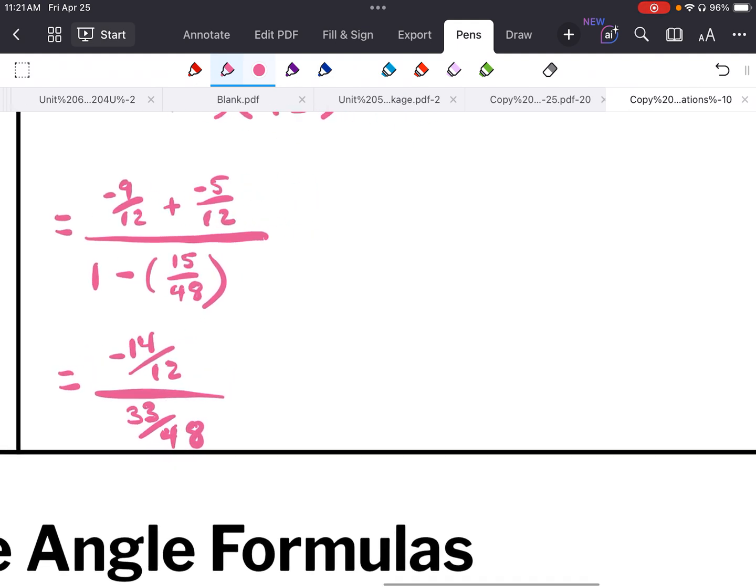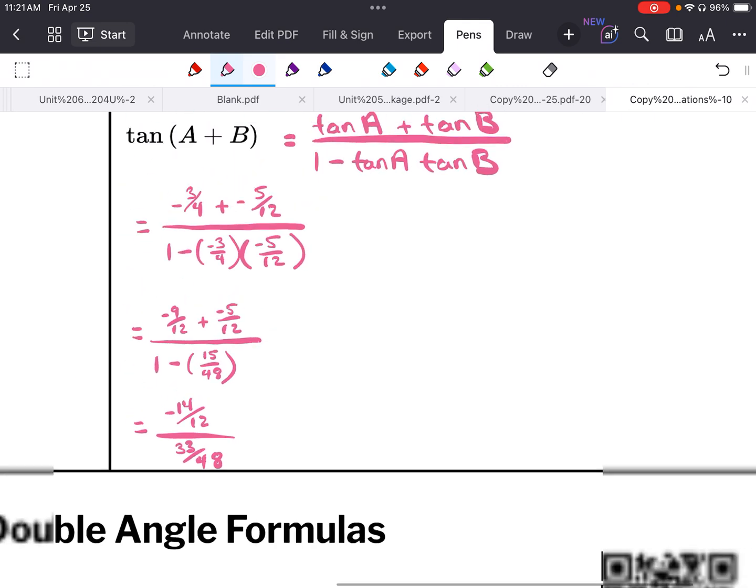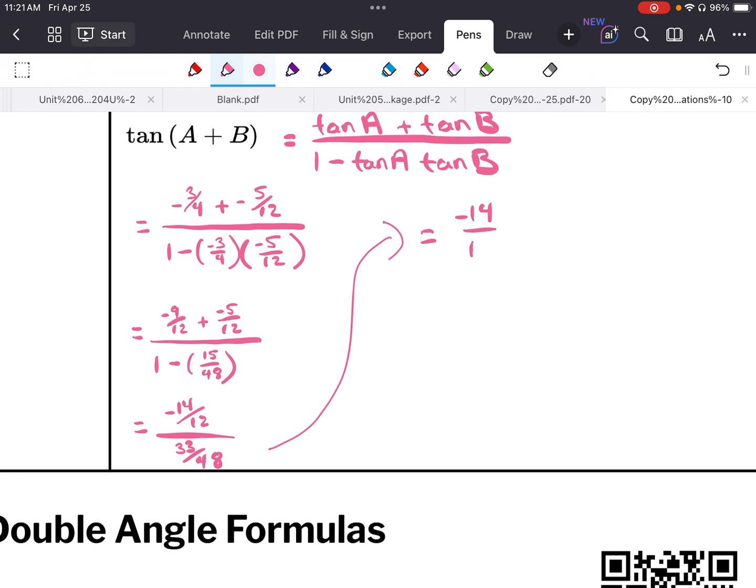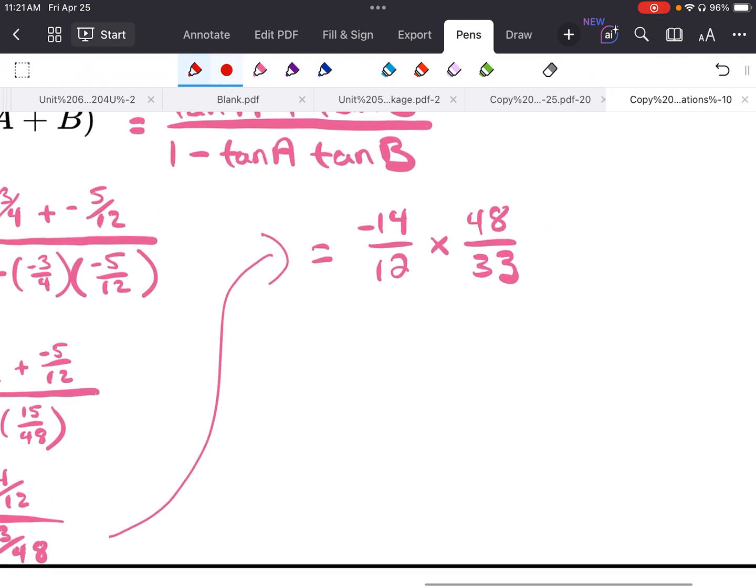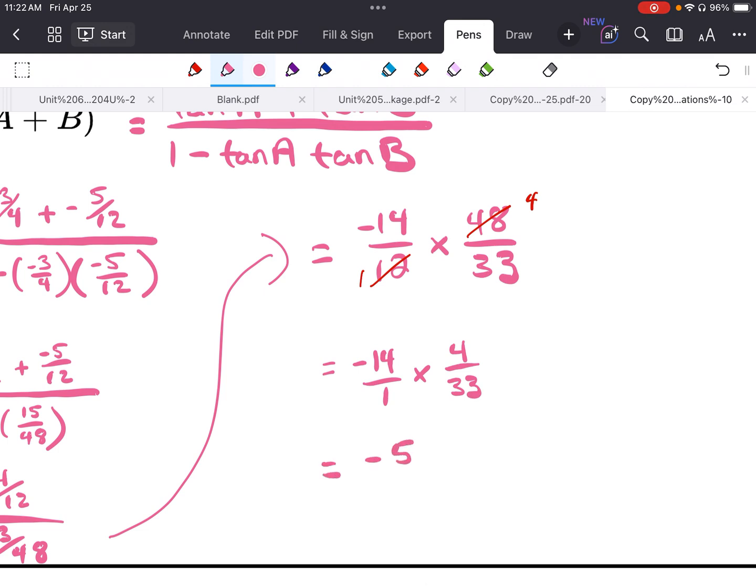Okay, when we're dividing fractions, let's move it over here, it's going to be negative 14 over 12 times 48 over 33. We can simplify the 12 and the 48. That moves to 1. That goes down to 4. So really we have negative 14 over 1 times 4 over 33. And that's going to give us negative 56 over 33.